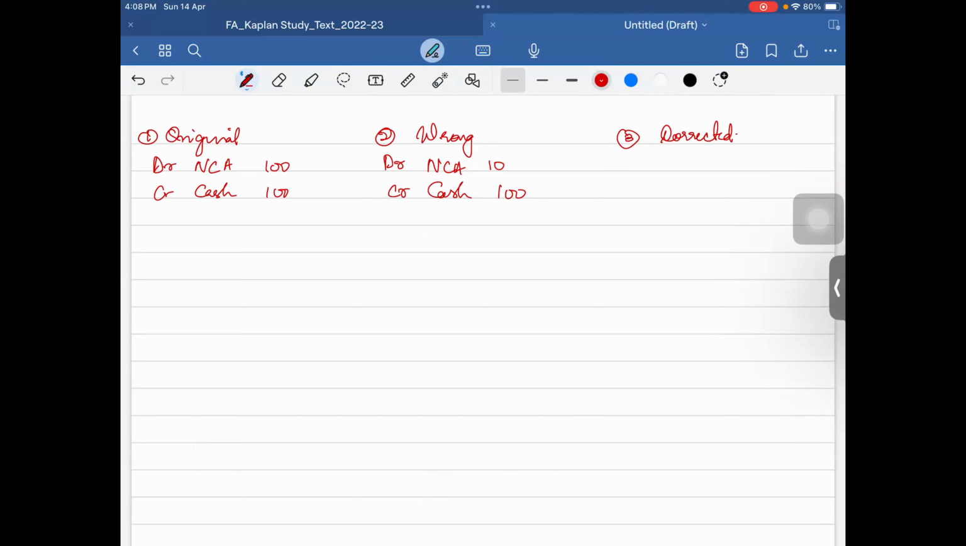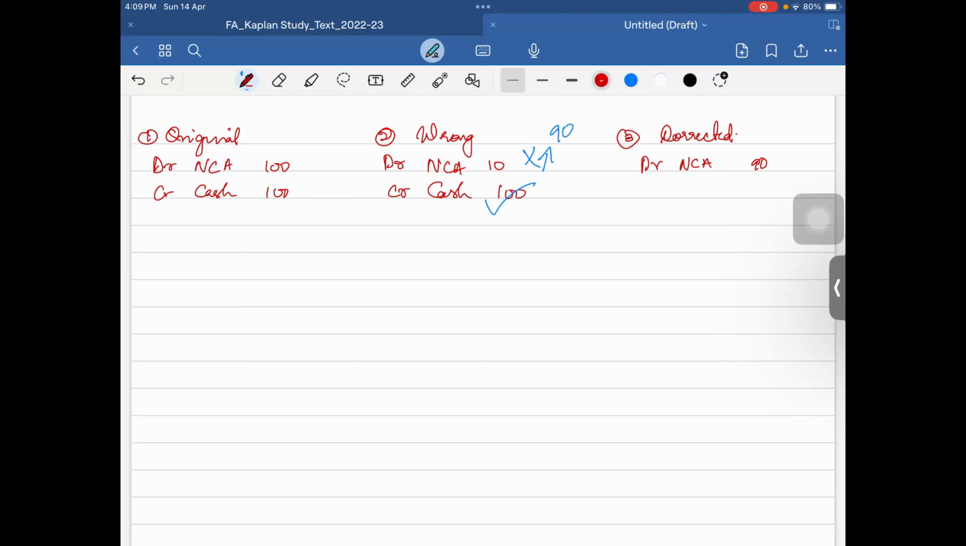So in this particular scenario, you have correctly recorded cash, but the NCA is wrong. It is wrong by how much? 90. So you need to increase your NCA by 90 in order to correct it. Understood the logic? So the corrected entry would be to debit NCA by 90.